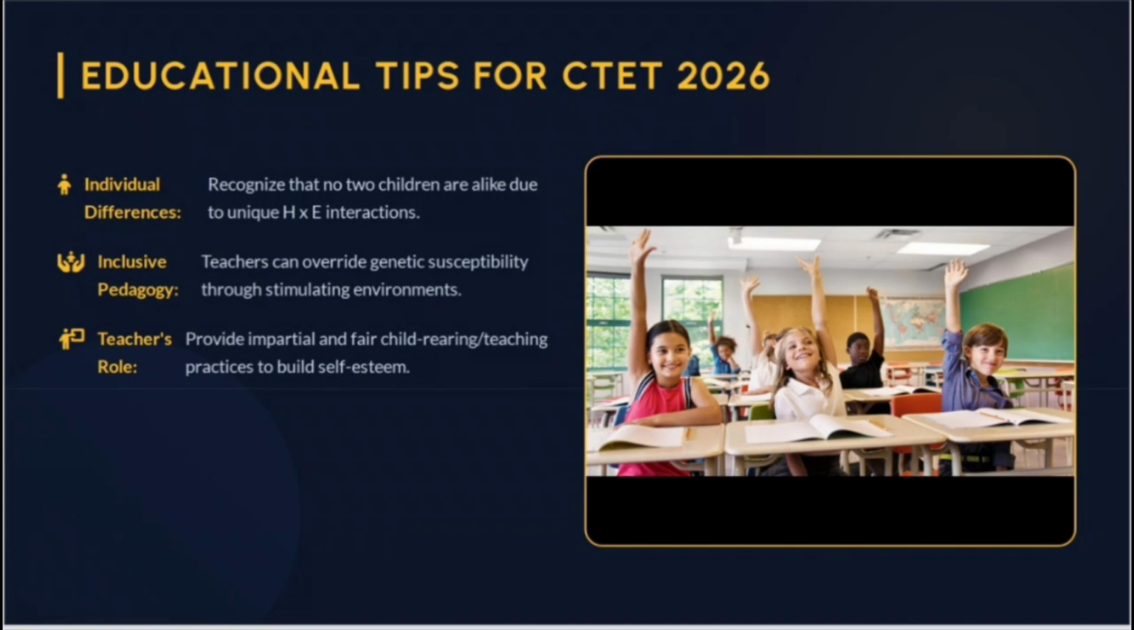Finally, these slides give you the ultimate teaching tips for your exam. As a future teacher, remember that no two children are alike because every single child has a unique hereditary and environment interaction. Through inclusive pedagogy, a stimulating, language rich, and supportive school environment can override many genetic vulnerabilities or socioeconomic backgrounds. Always maintain fair, supportive practice to build your students' self esteem.